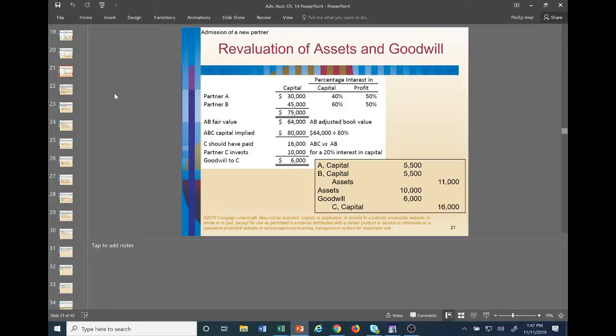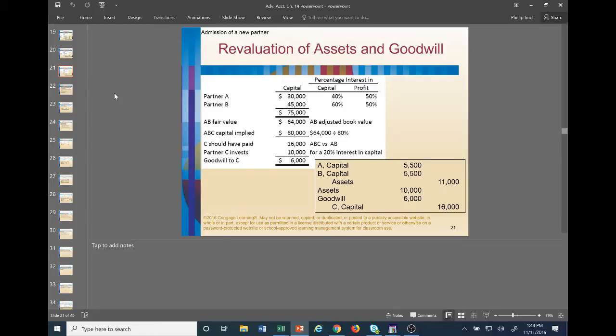The first step to be taken is to recognize the write-down of the previous partnership's net assets. So here we're going to debit the capital account of partner A by $5,500, debit the capital account of partner B by $5,500, and credit assets by $11,000.